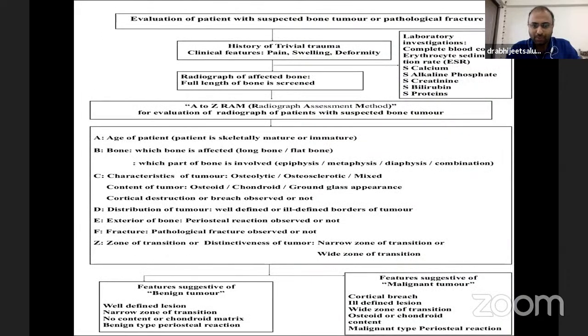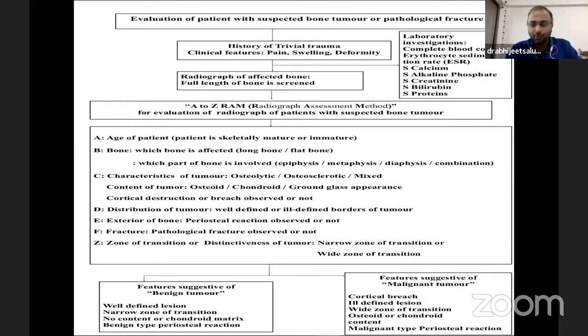So what are the features of a benign bone tumor? It's well-defined, with a narrow zone of transition, no osteoid or chondroid matrix except in enchondroma, and a benign type of periosteal reaction. All these features are suggestive, and again I will insist on this word, suggestive. X-ray is not and never a final criterion to reach a diagnosis. It's always the first investigation and gives a good idea of what the lesion is. So based on this, it's suggestive of a benign bone tumor.